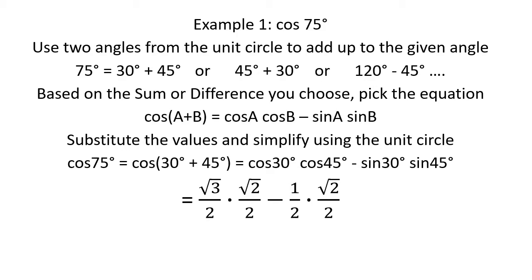Root 3 times root 2 is root 6. 2 times 2 is 4. So we end up with root 6 over 4 minus 1 times root 2 is root 2, so you end up with root 2 over 4. When you subtract it, you end up with one fraction, which is root 6 minus root 2 over 4.